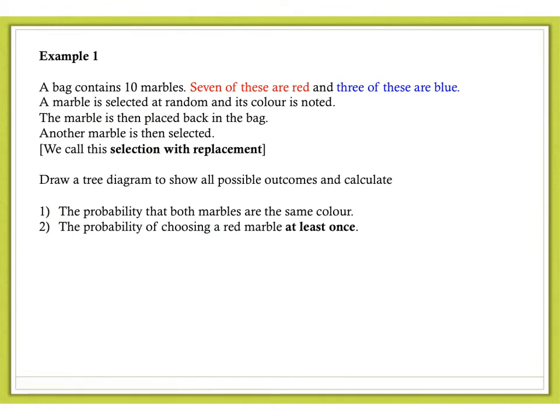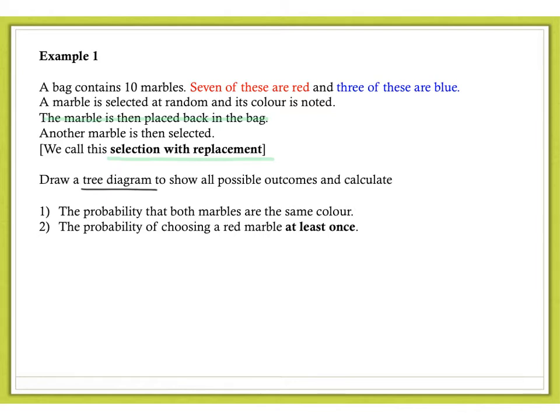Let's have a look at some examples. Example 1. A bag contains 10 marbles. 7 of these are red and 3 of these are blue. A marble is selected at random and its colour is noted. The marble is then placed back in the bag. This is really important. We then select another marble. So this is called selection with replacement. The marble goes back in the bag, so the bag returns to its former situation. We're going to draw a tree diagram this time to show all possible outcomes, and then we're going to calculate these two probabilities, which we'll calculate on the next page.